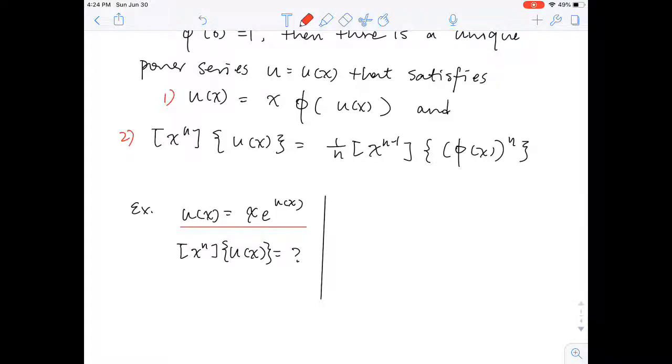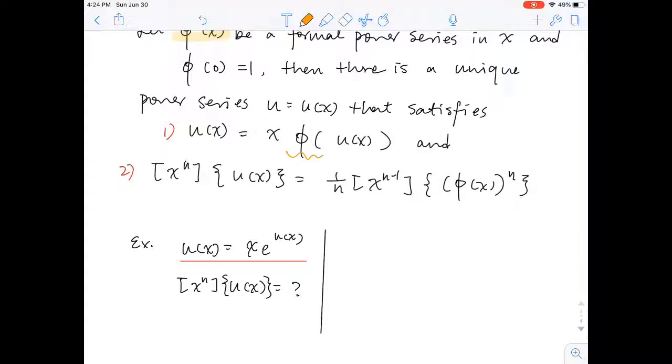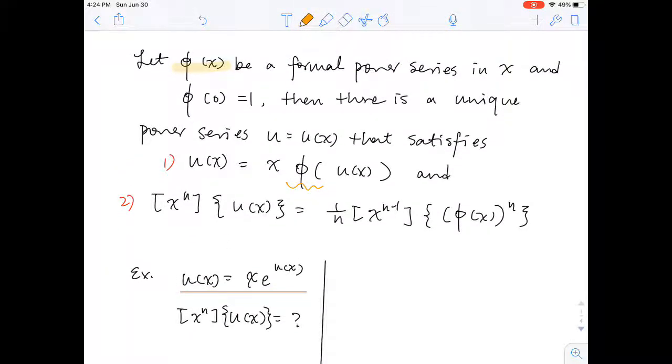So the idea is to use the Lagrange inversion formula. But to use that formula, obviously, we should first find the function phi, right? So if we look back at the Lagrange inversion formula and this example problem, can you pause and think about what phi would be in this problem? I'll wait. Okay, so I assume you have thought about this problem. So phi(u) equals e to the power of u.